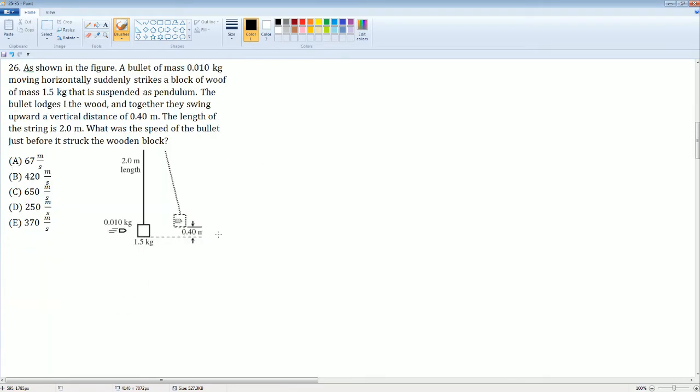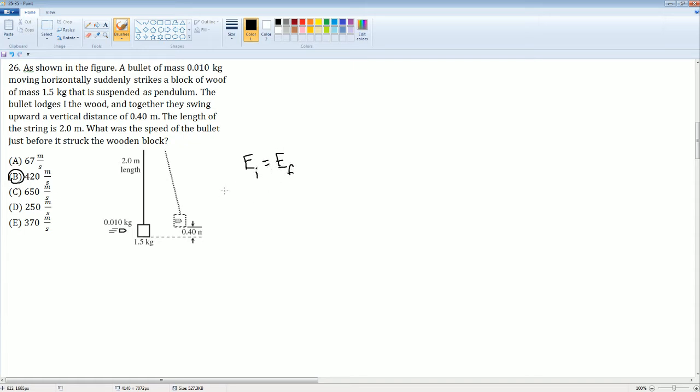Right, 26. This is a bullet. This is a collision problem between the bullet and the block. I'm just going to give you the answer because working through it is going to take a long time. But understand that when it hits, to find the velocity, you have to do changing of kinetic energy. So E final is going to be equal to E initial. I could just flip it for you: E initial is going to be equal to E final.